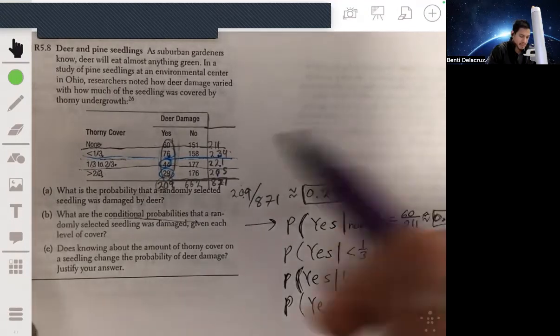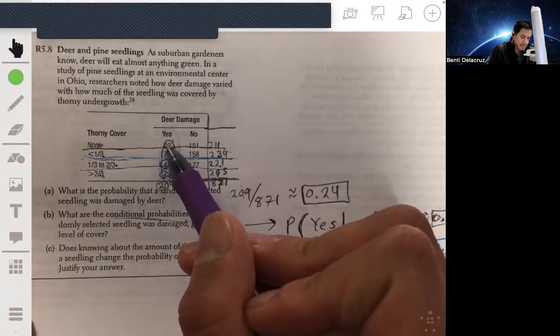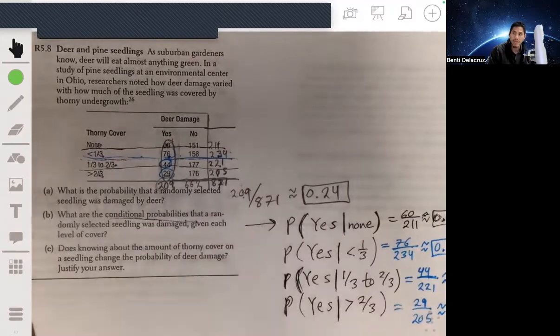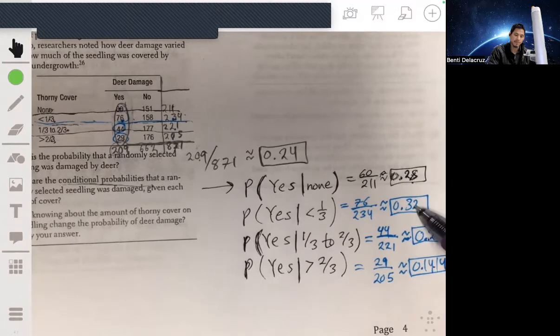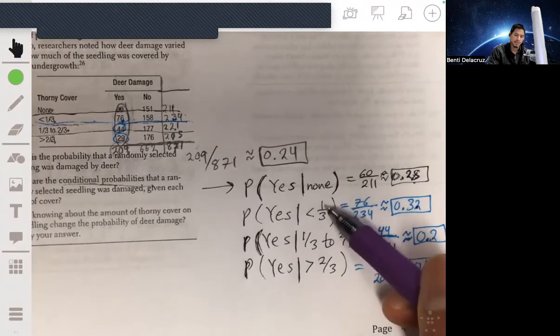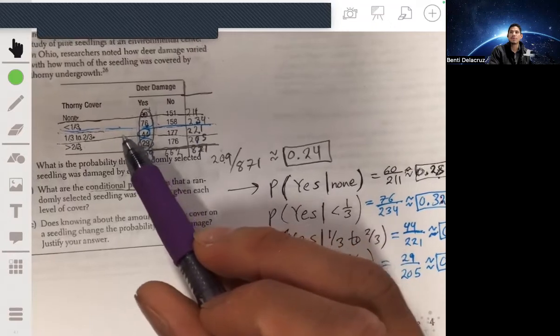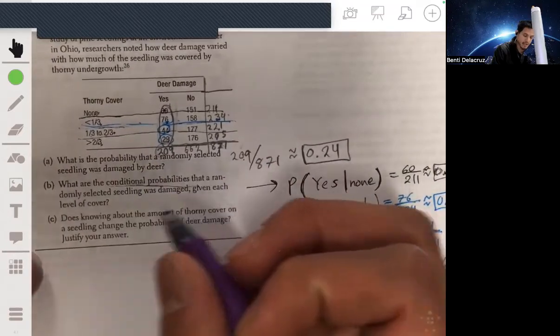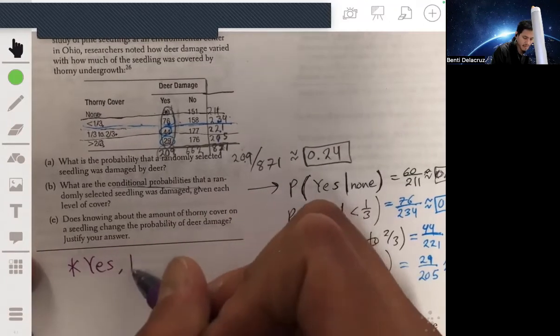But let's look at what we were doing. We were looking at the proportion of yeses in each row, and that's what we just calculated. The proportion of yeses was 0.28 at first, then 0.32. It went up at first, though there's not really a difference between these two. But then it went down to 0.2 and 0.14. So it seems, yes, that the more thorny cover you have, the less likely you are to get deer damage. So we can say yes.